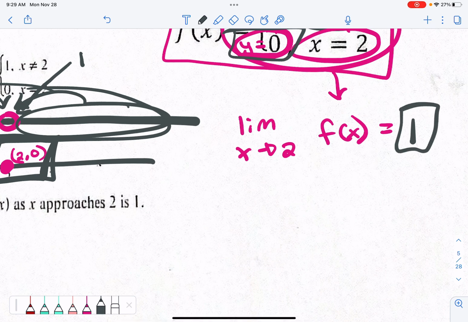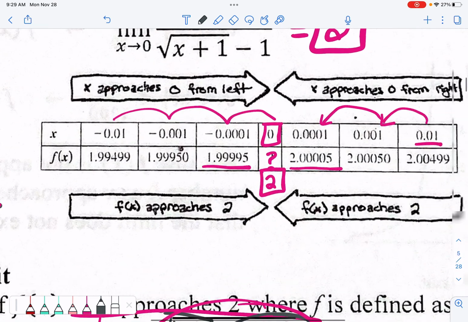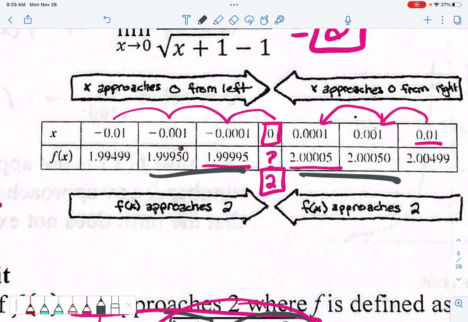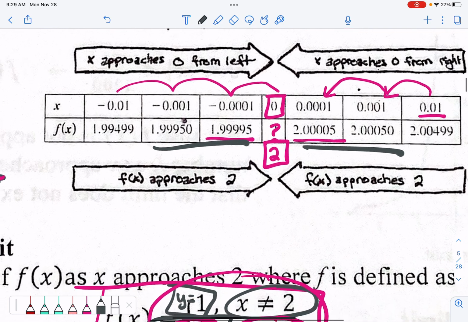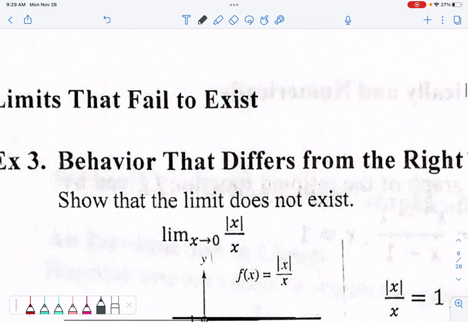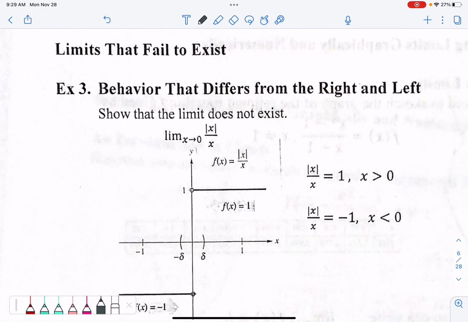Okay, I hope that makes sense, all right? You look at the behavior on either side of that value and figure out what it's approaching from the left and from the right, okay? All right, let's go to the back side. Limits that fail to exist. Here we go.